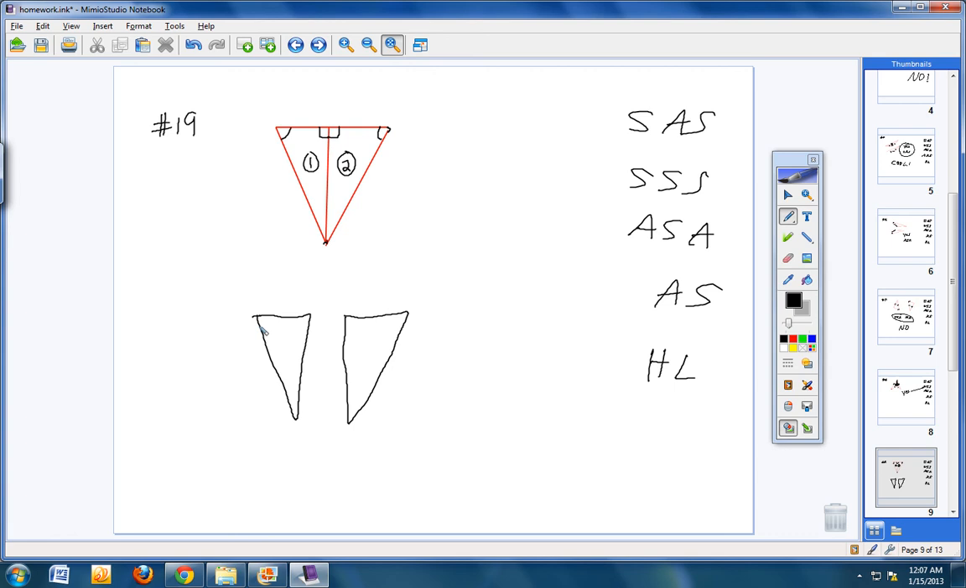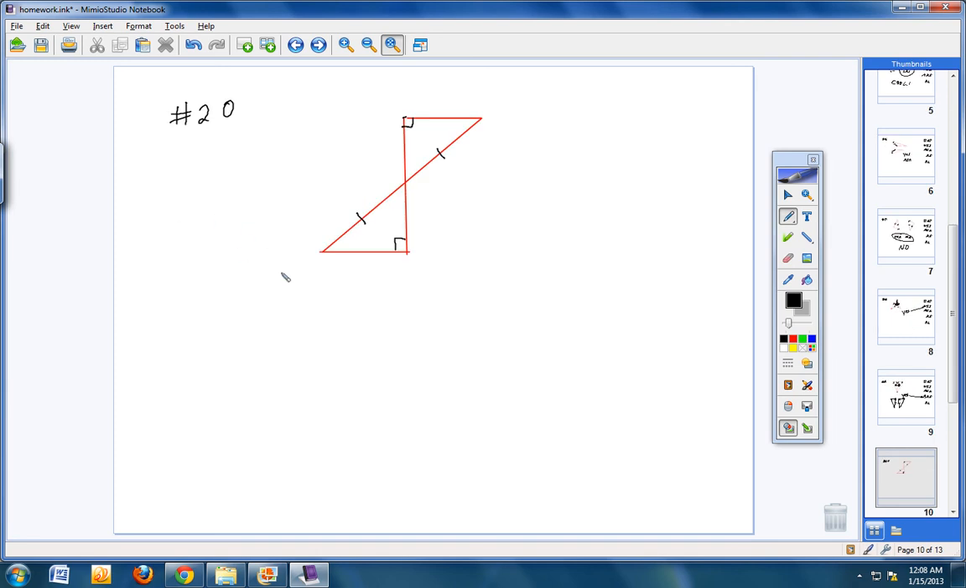So we know they have this angle congruent to this angle. We know the right angle is congruent to the right angle. And we know they share this side. You've got angle, angle, side. So yes, these two triangles are congruent by angle, angle, side. Cool. All right, moving on. Let's take a look at number 20.